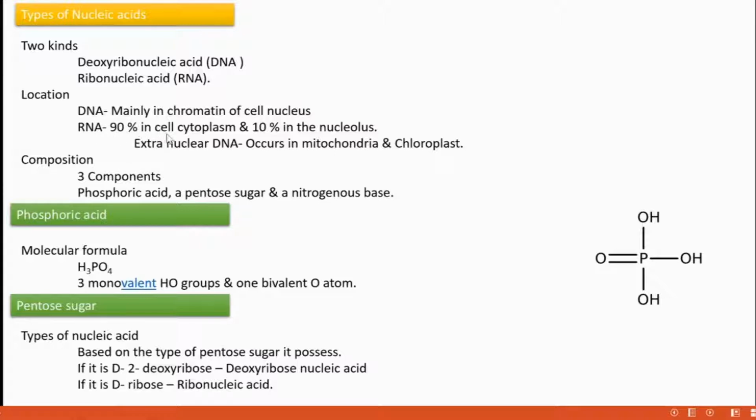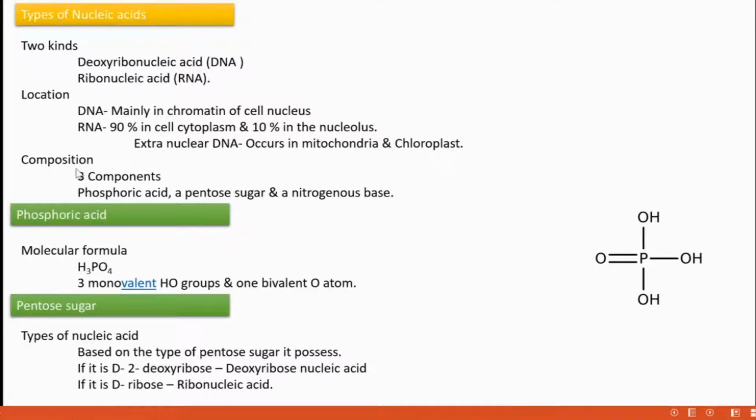RNA, 90% of the RNA is in the cytoplasm as mRNA, tRNA and many other forms. hnRNA are also there. So 90% of RNA is present in the cytoplasm and 10% in the nucleolus. The nucleolus is seen inside the nucleus. Along with that, extranuclear DNA is also present. Extranuclear means the DNA other than that present in the nucleus. That is found in mitochondria and chloroplast.